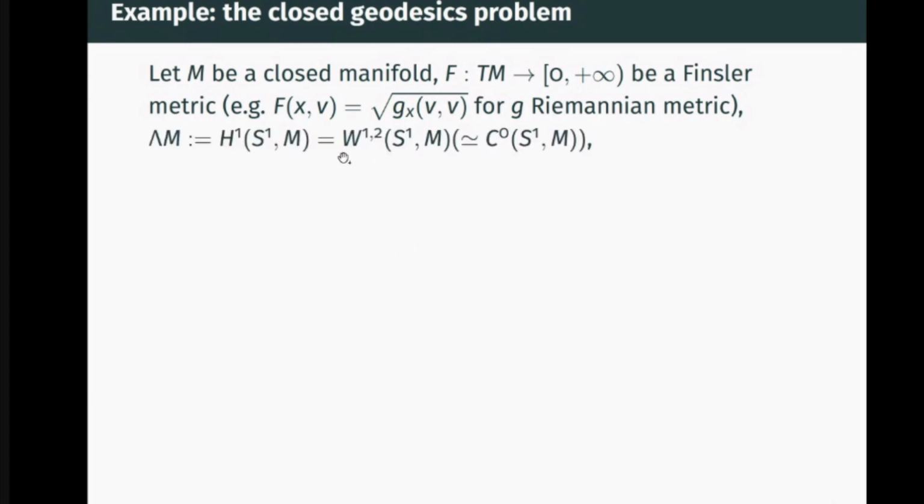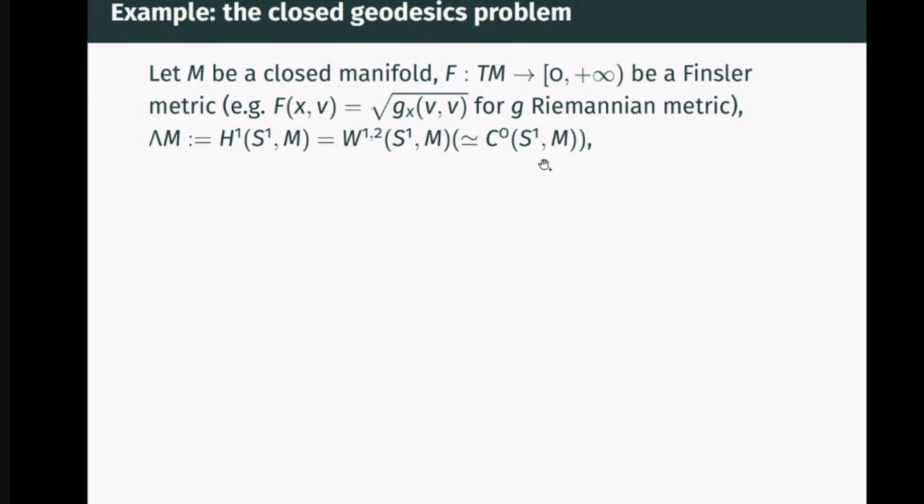Then you take the free loop space, which I call ΛM, but you don't take the continuous loop space, you take this H1 loop space, H1 from S1 to M, or written as W^{1,2} from S1 to M. This is a Hilbert manifold, which is locally modeled on the Sobolev space W^{1,2} from S1 to R^n. As soon as you study Hamiltonian or Lagrangian action functionals, or geodesics, you will have seen this. This is standard. This is a Hilbert manifold.